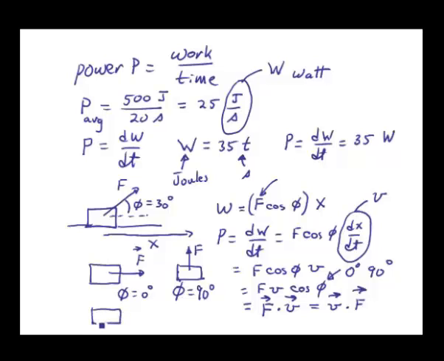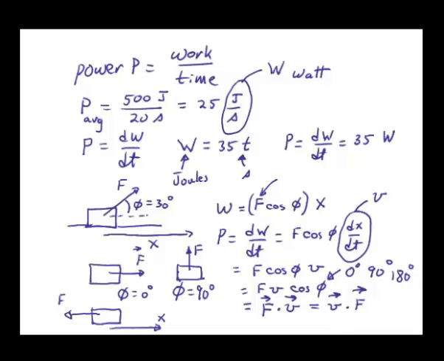And one more case: the block's still sliding to the right, but I'm pulling to the left. So the angle between the displacement vector, still x to the right, and the F vector is going to be 180 degrees. Can you see that when I put this in, I get -1? I will be removing energy from the block. I'll be making it go slower and slower. The power that I'm applying to the block is now a negative number because I'm taking energy away.